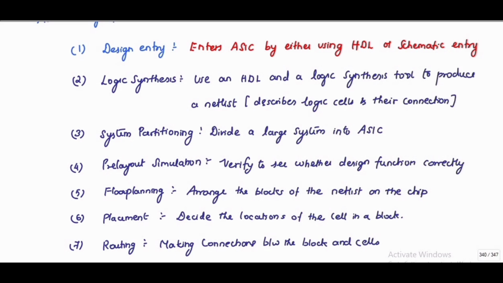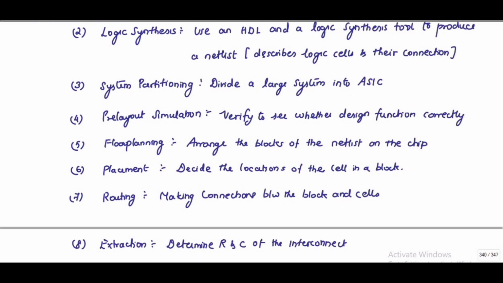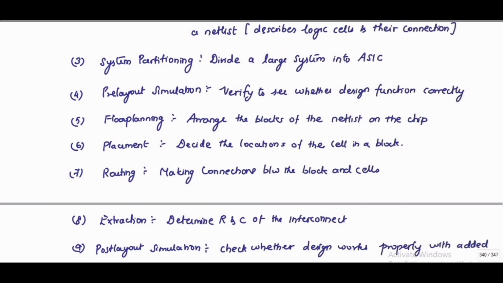And the next one is pre-layout simulation. It is to check whether the design functions properly. And these four blocks come under the logical design. The next one is floor planning. It will arrange the blocks of the netlist on the chip. Next one, placement. It will decide the location of the cells in your block.